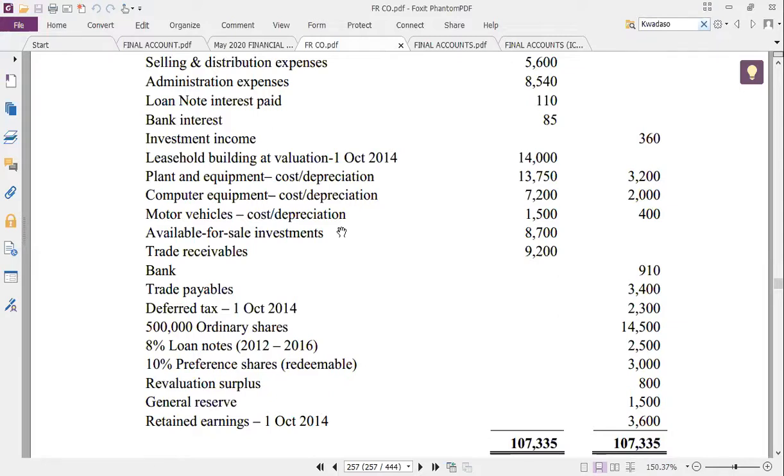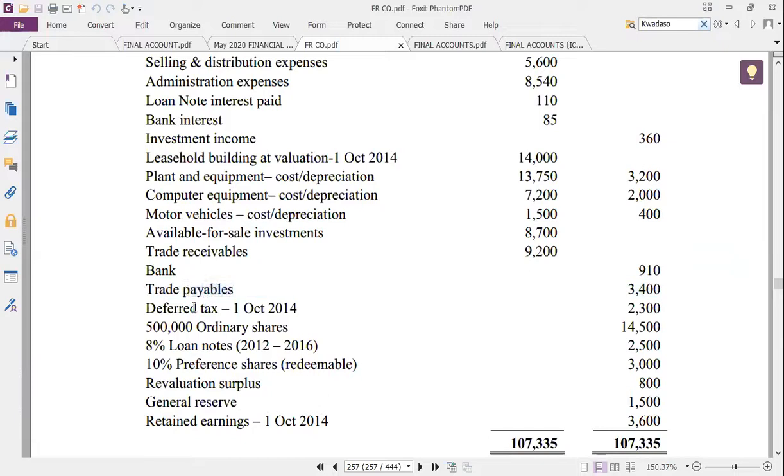Then bank, have you seen this bank? This one is very troublesome. Have you seen this bank overdraft? It's a liability. Because you didn't add overdraft to it, you just write bank, but look at the balance. It's 910, but it's at credit. So you go to a current liability. Perfect. So add it to your current liabilities, bank overdraft. Perfect. So trade payables, no note to affect it.